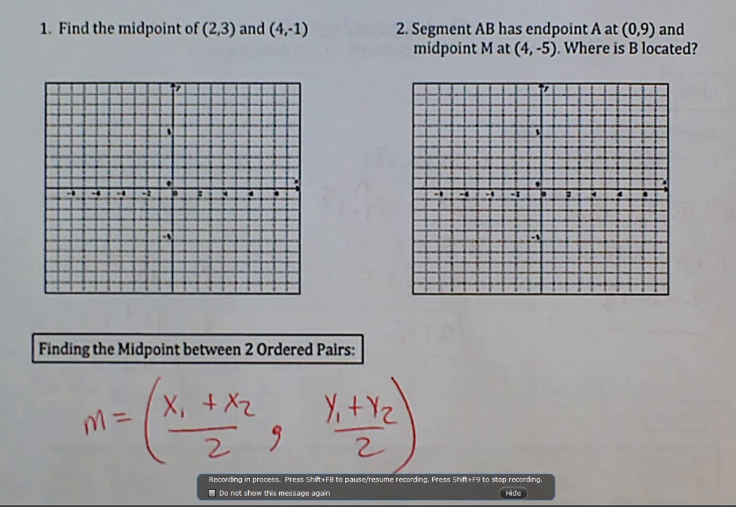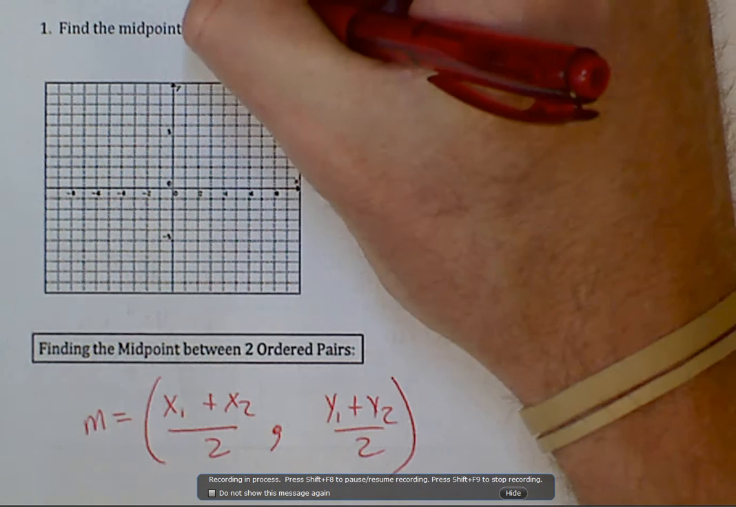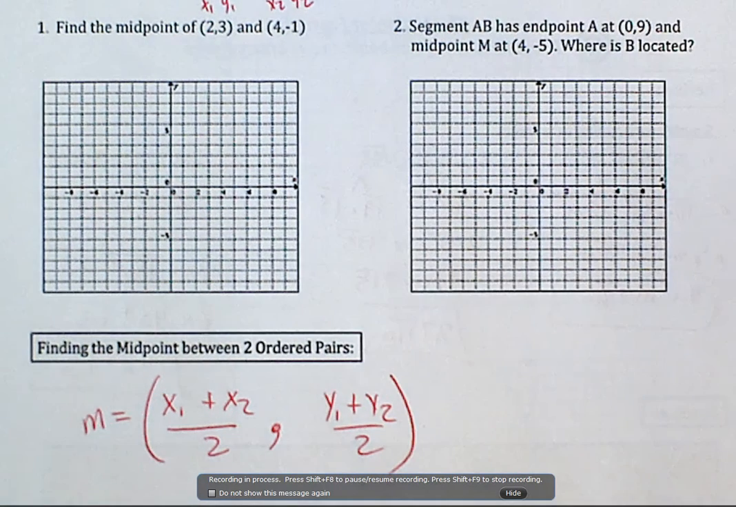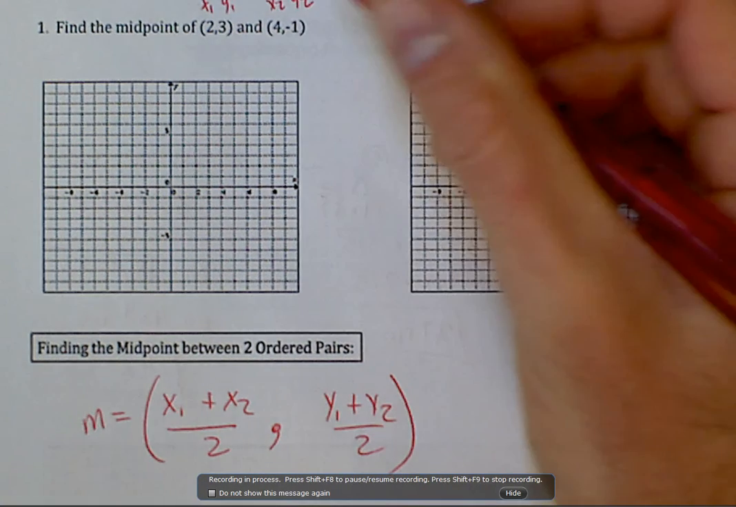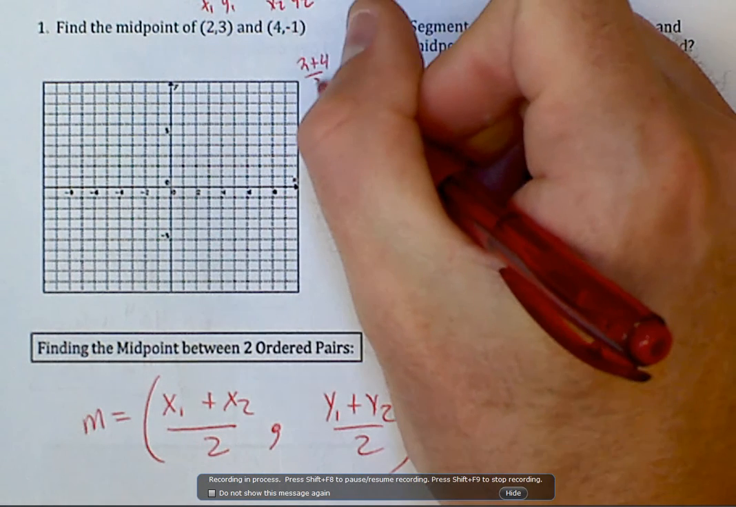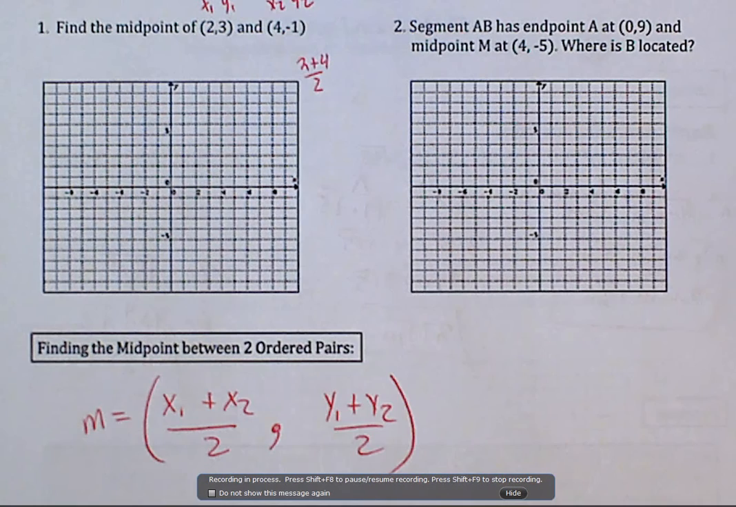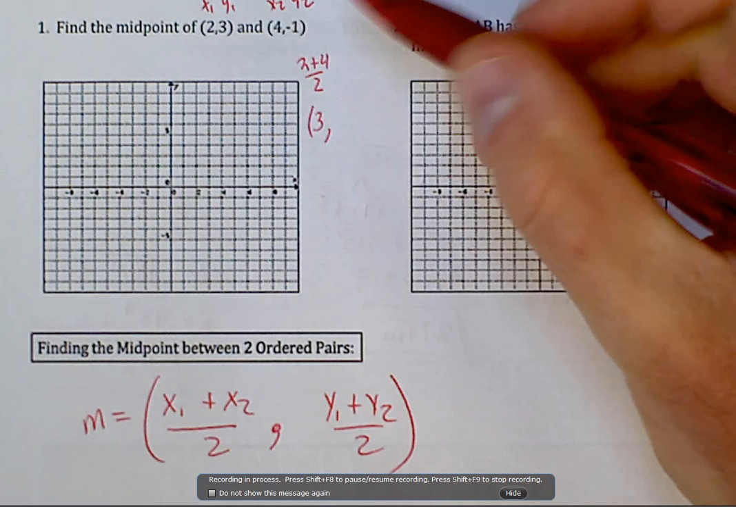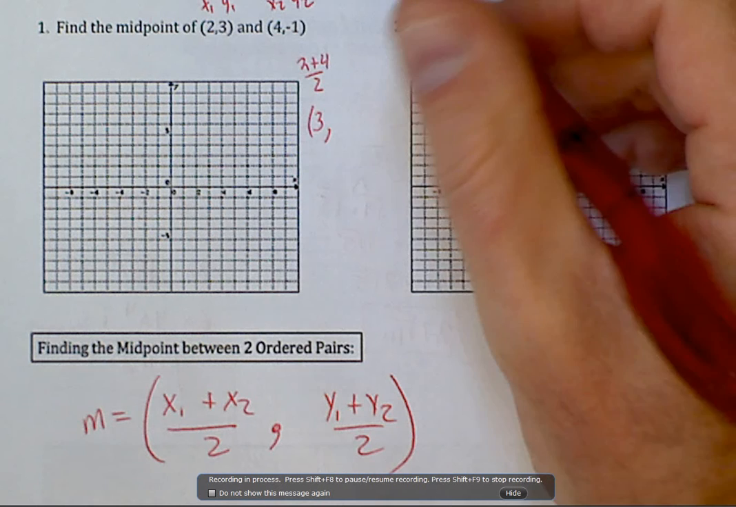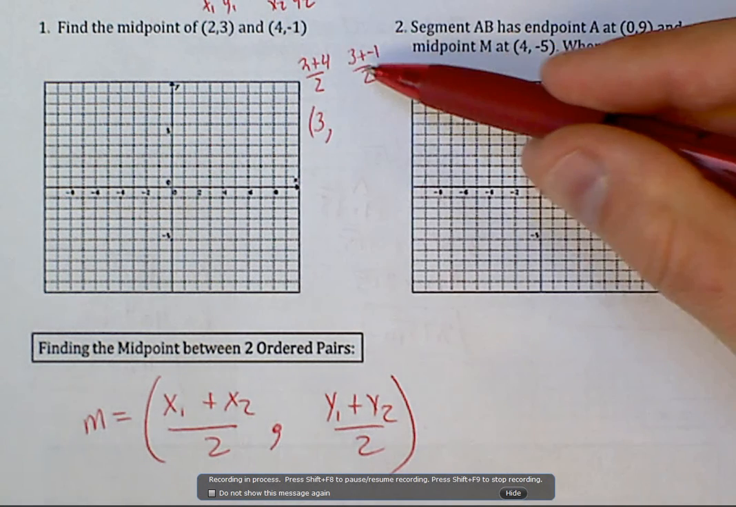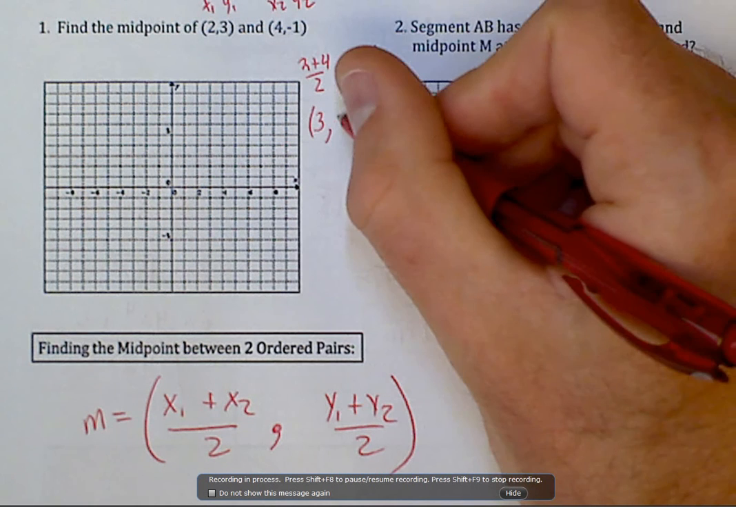So on number 1, I always label. So this is my x1, y1, x2, y2. All you're going to do is add your x's together. So 2 plus 4 over 2. So 2 plus 4 is 6. 6 over 2 is 3. So 3 comma. Take your y's. 3 plus a negative 1 over 2. 3 plus a negative 1 is 2. 2 over 2 is 1. The midpoint is 3, 1.